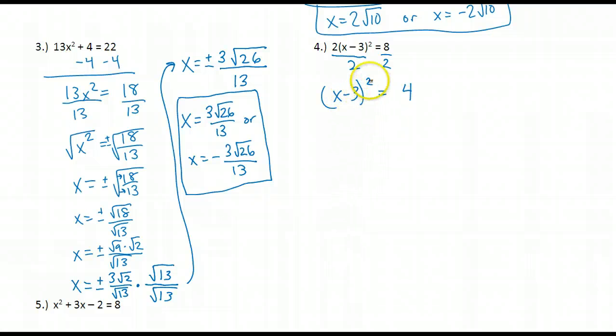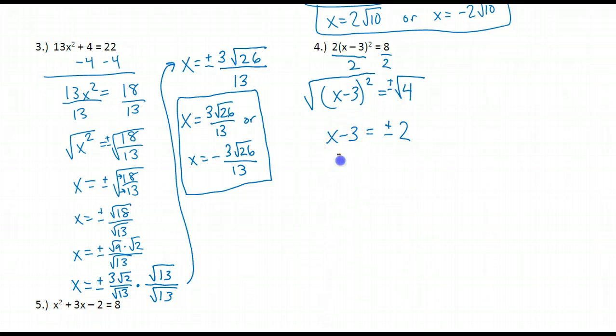Now at this point, the entire left side of my equation is being squared. When the entire left side is being squared, to undo that, I'm going to square root. And since I added in the square root, I need to put the plus or minus. Now these two operations are inverses. I'm left with just x minus 3 equals plus or minus 2.